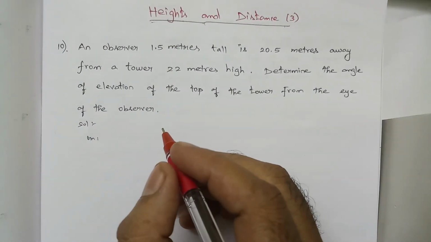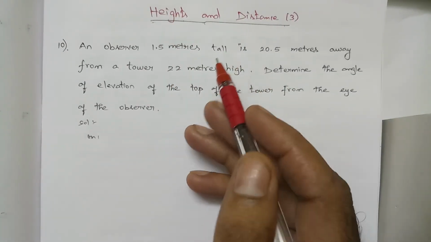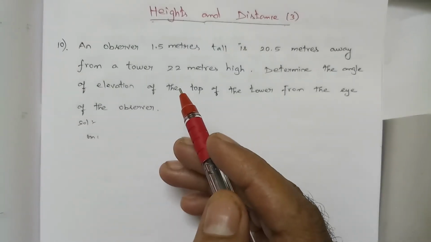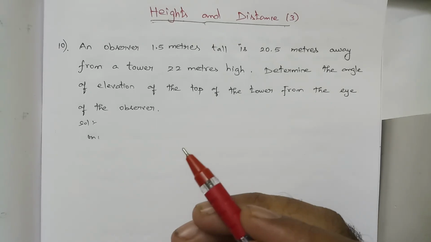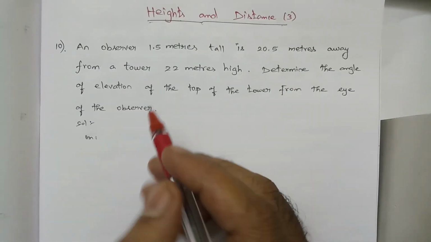Hi students, today we are going to see sums in heights and distances. Today also we are going to see sums based on a single right angle triangle, but some extra things will be added with that single right angle triangle. Okay, first read the question.